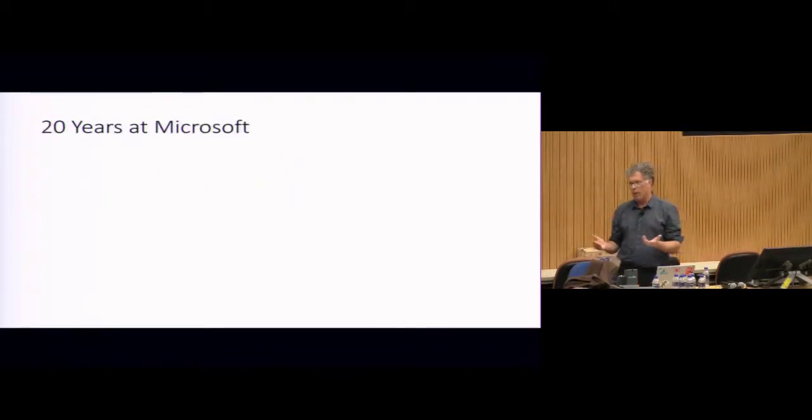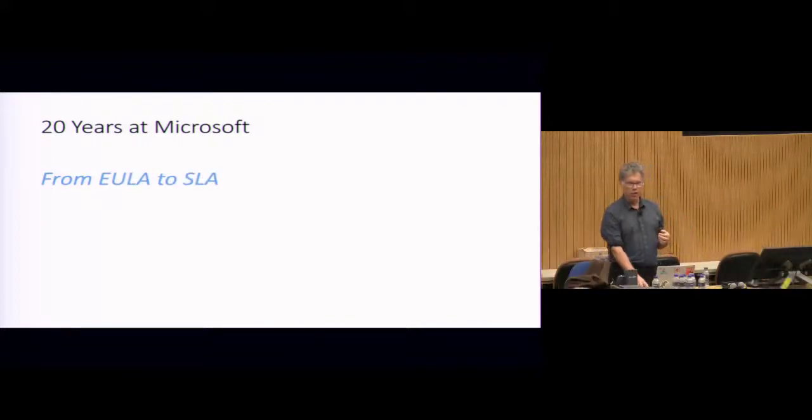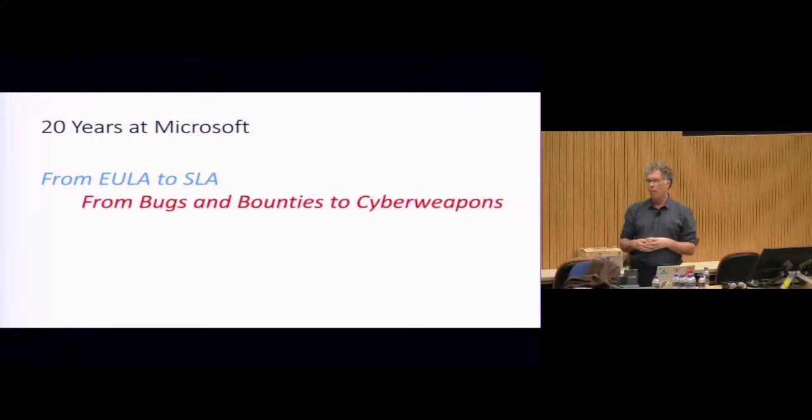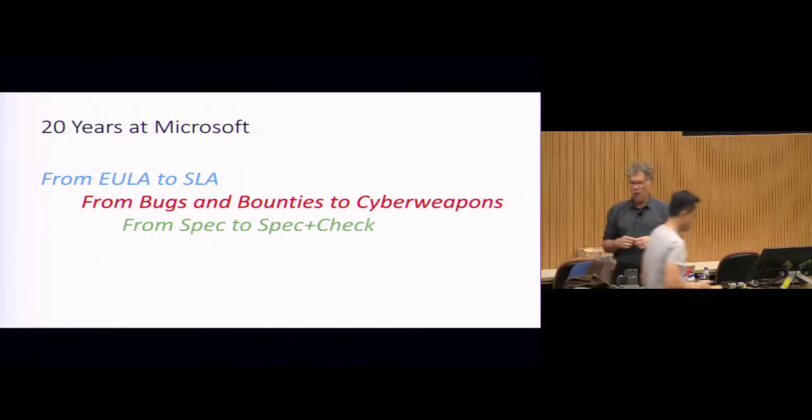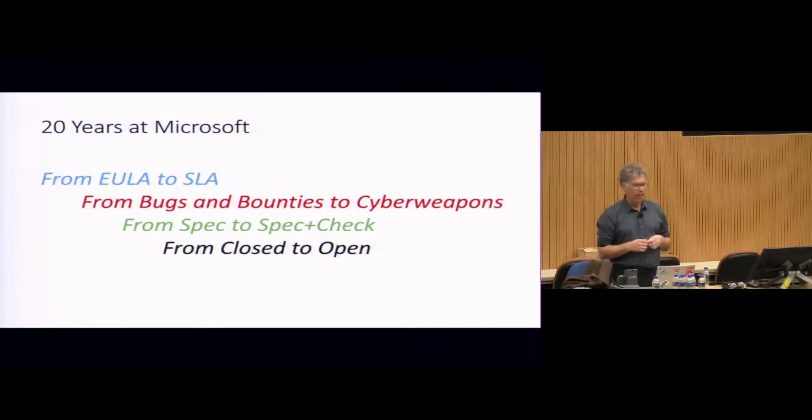So 20 years at Microsoft, I wanted to sum it up with four themes that help explain the title of the talk. It may be a little mysterious. From EULA to SLA is the first theme. From bugs and bounties to cyber weapons is the second theme. From spec to spec and check, from specification to specification and checking, and then from closed to open. So these might be mysterious to you, but each of these four themes I hope will become clear in time, and they're all sort of interrelated.